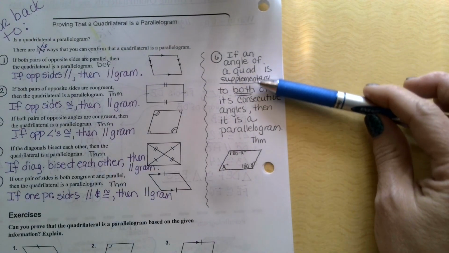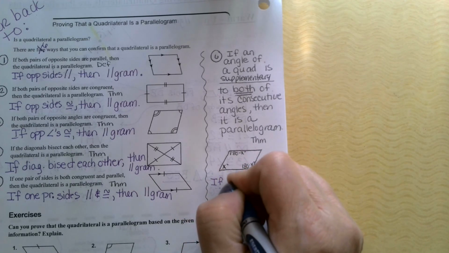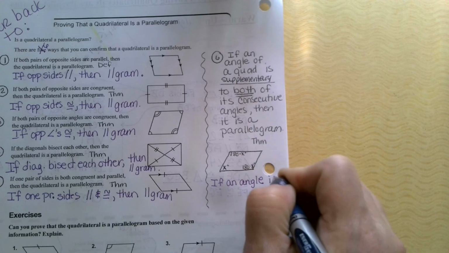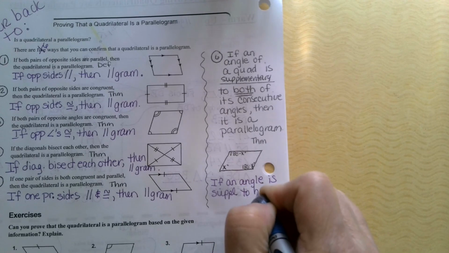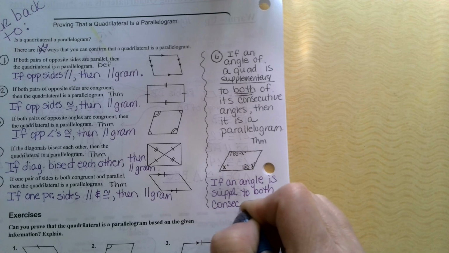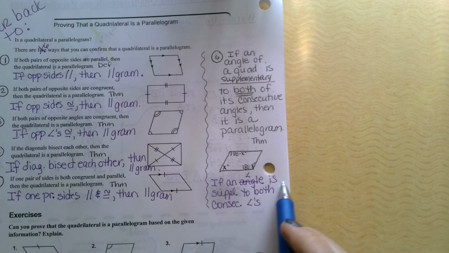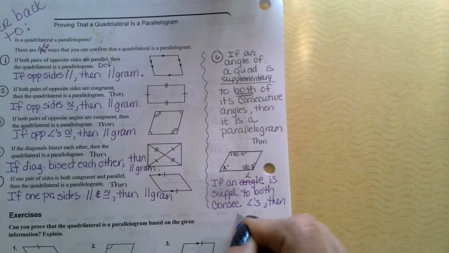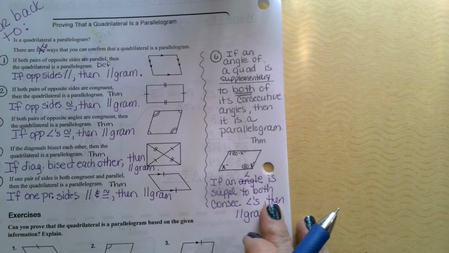Unfortunately, this one's going to be the longest for you to write. Okay, so if an angle is supplementary to both consecutive angles, and you can use angles right here, if an angle is supplementary to both consecutive angles, then you have a parallelogram. All right, so that one will be the longest for you.